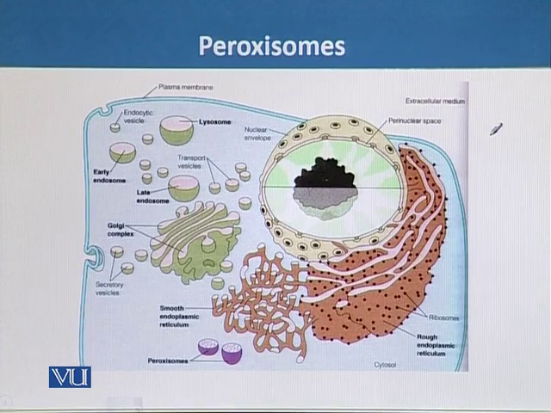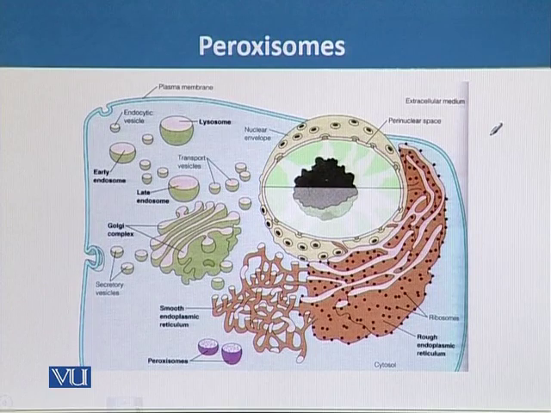So we know that hydrogen peroxide is a dangerous compound within the cells. So when this hydrogen peroxide is formed within the cell, the catalase enzyme that is present within the peroxisomes degrades the hydrogen peroxide into water and oxygen. So a peroxisome is a catalase-filled membrane package that protects the cells from the diverse effects of hydrogen peroxide.